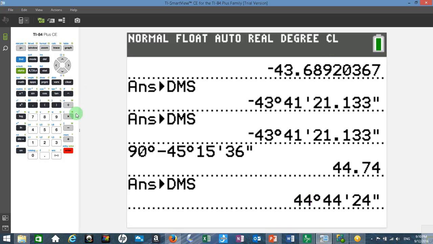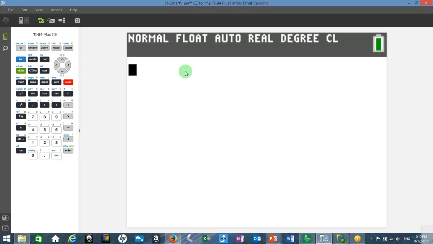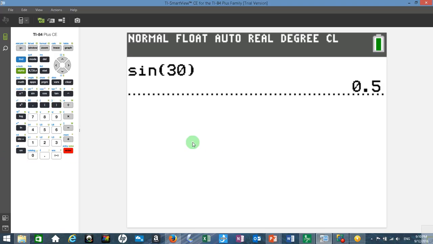Something else we can go over right quick is finding the sine, cosine, and tangent of an angle. So let's say you want to find the sine of 30 degrees. So the sine of 30 is equal to, and you type in that right there, 1/2. What if you wanted to find the angle? We use the inverse sine.